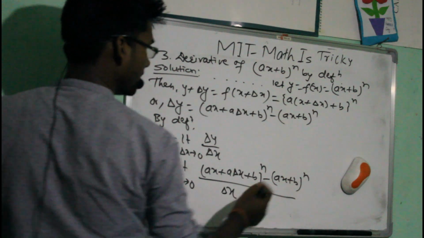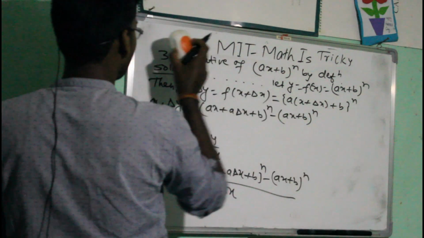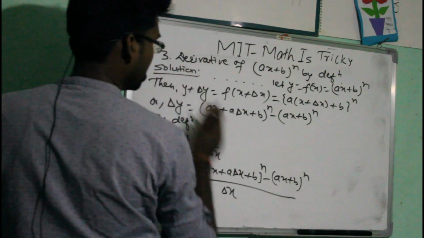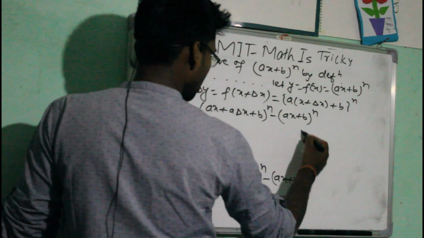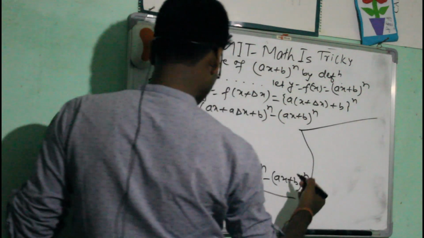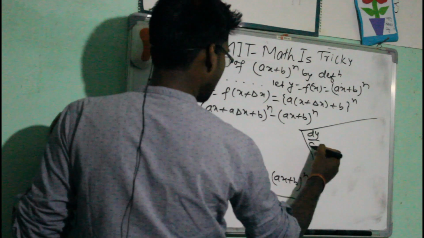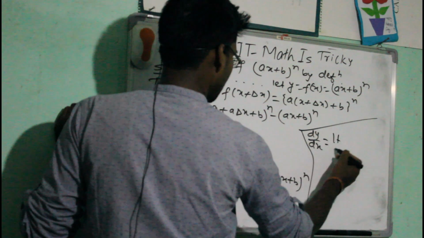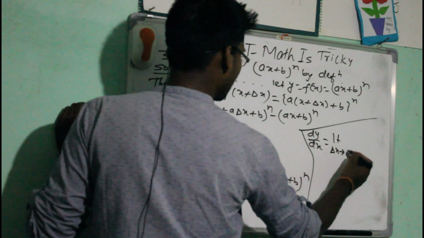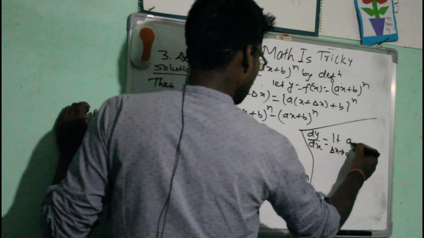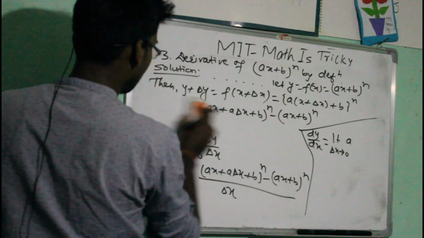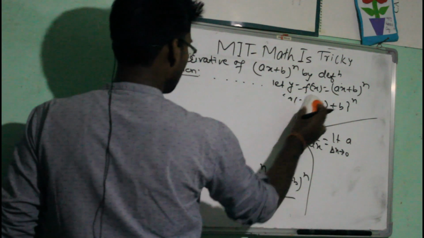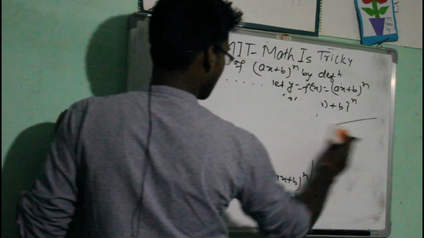by delta x. Okay, so let me write the other part here, so that we see how much we get. dy by dx equals limit delta x tends to 0 of a x plus, let me write, it will be easy for us.